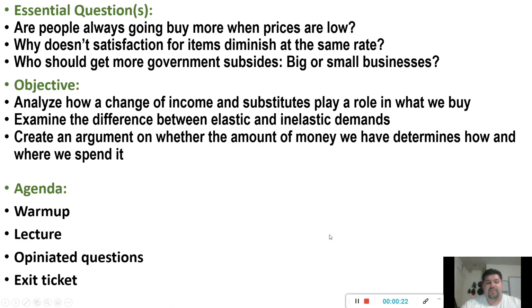Okay. So the objective today, we're going to analyze how a change of income and substitutes plays a role in what we buy. Then we're going to examine the difference between elastic and inelastic demands. And lastly, we're going to create an argument on whether the amount of money we have determines how and where we spend our money. Okay, so let's go ahead and go on to the warm-up picture.